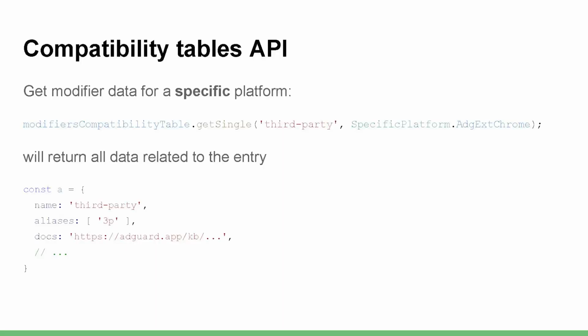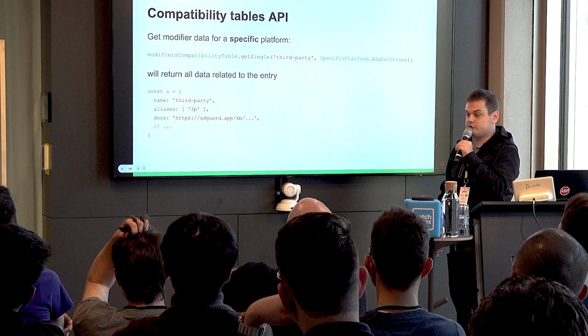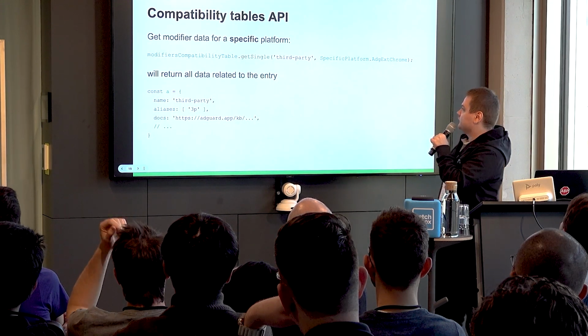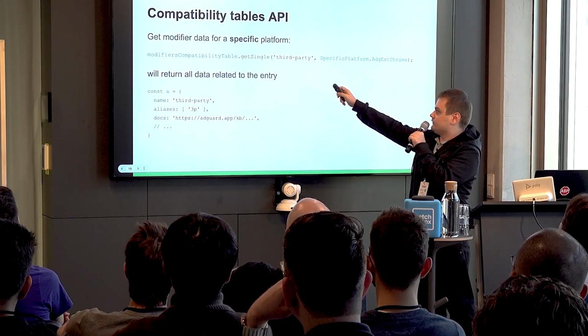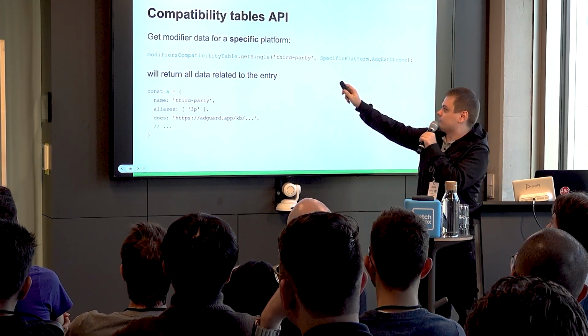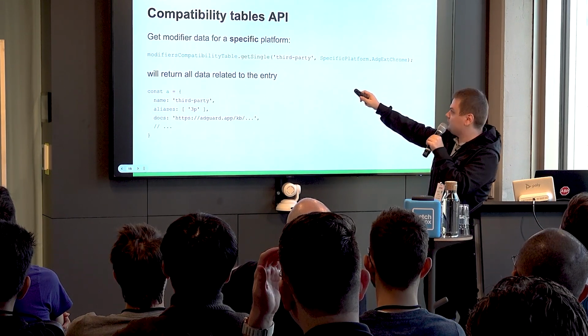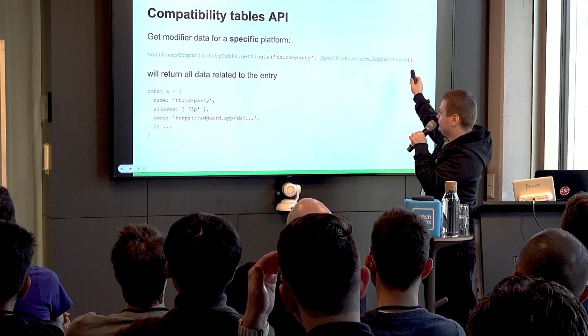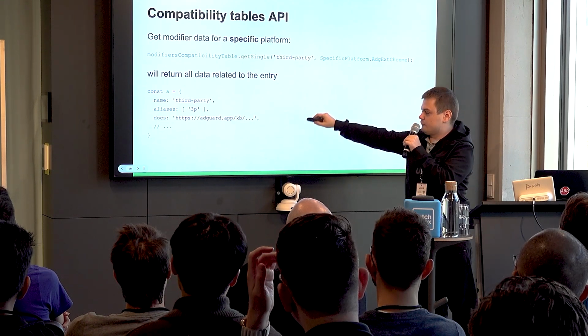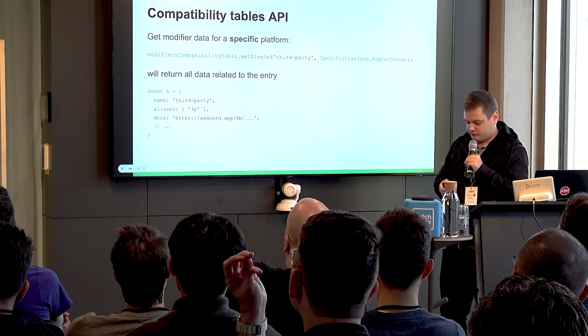Well, and if you want to get a data set for a specific platform, you can do it. So for example, if you are interested in third-party, you just call getSingle and specify the name. It's always based on the name, and you give the platform, and it returns the data from the YAML files.